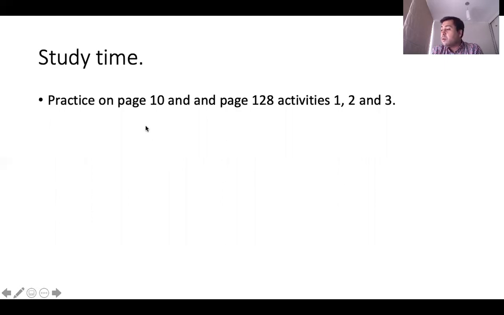Now, you have to go on to your book, which is Solutions, and go on to page number 10, and then page 128, and solve activities 1, 2, and 3.